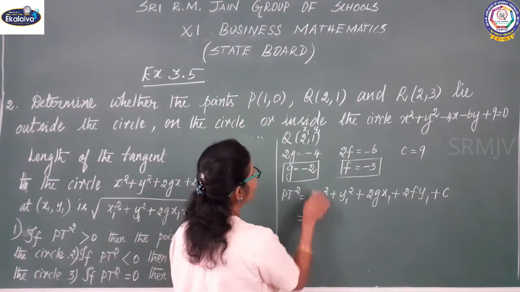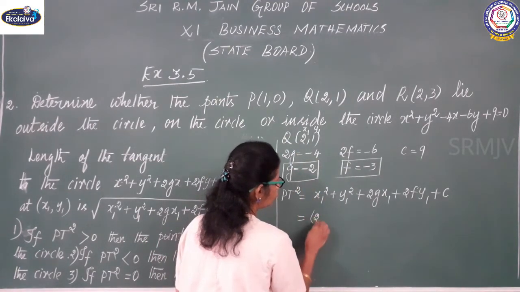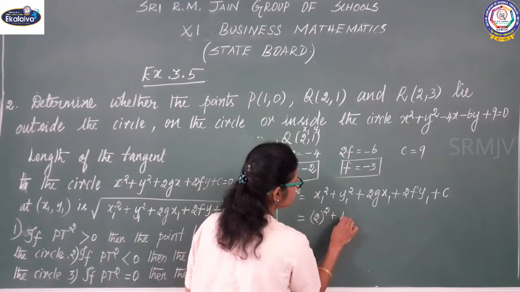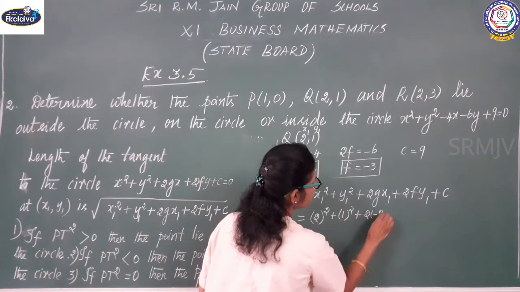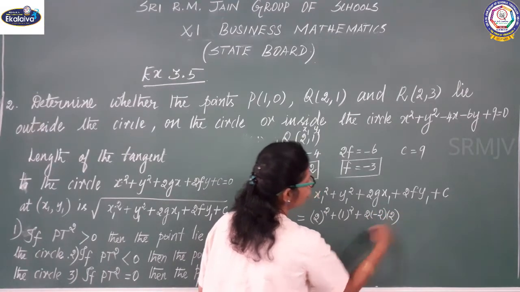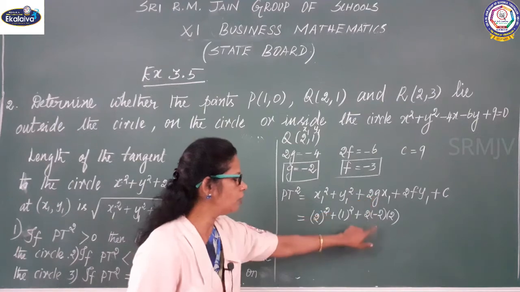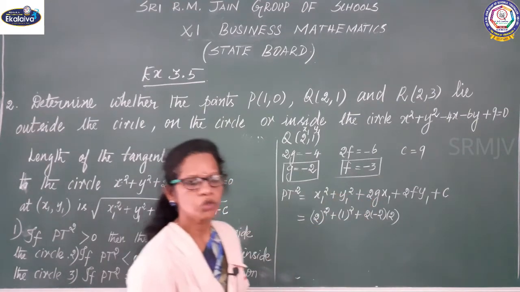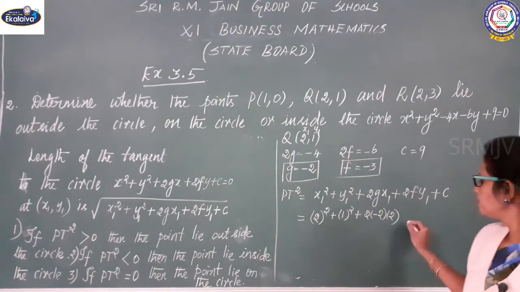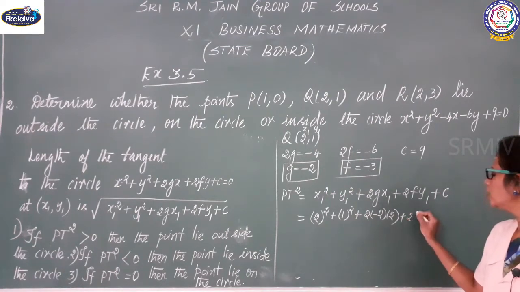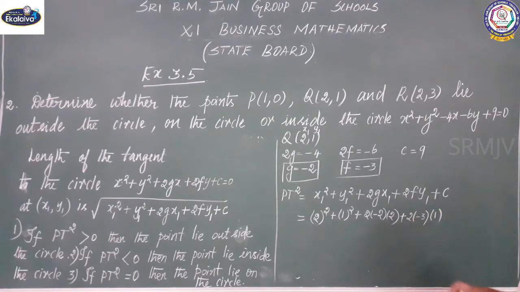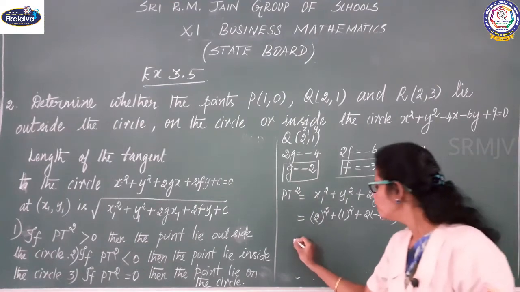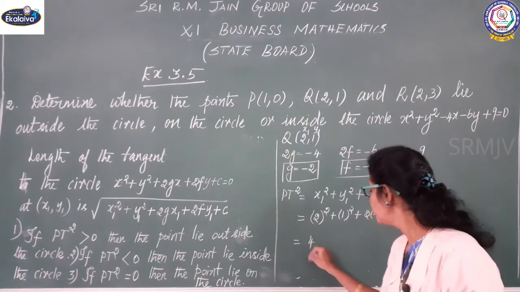What is your x1? x1 is 2. So 2 square plus 1 square plus 2 into minus 2 into 2, g value is minus 2, your x1 is 2, plus 2 into minus 3 into y1 value is 1, c is 9. Now which is equal to 4.